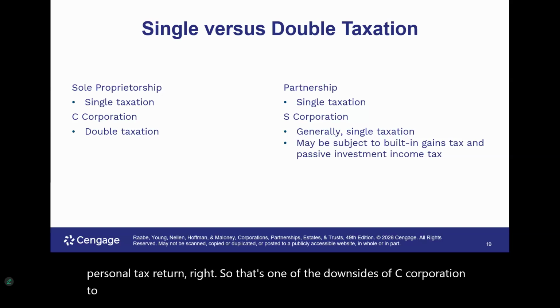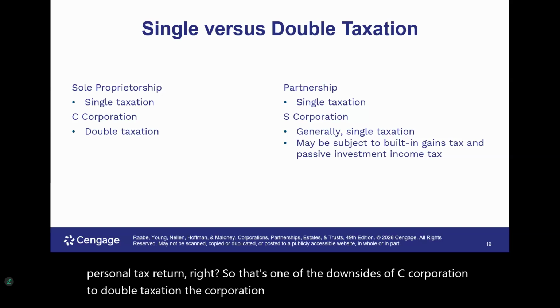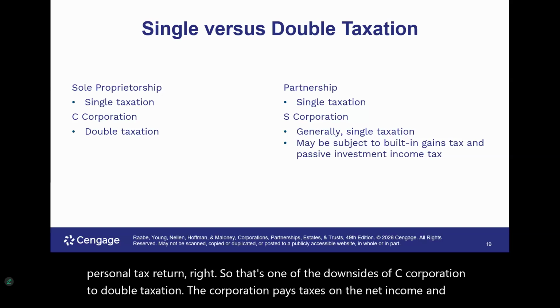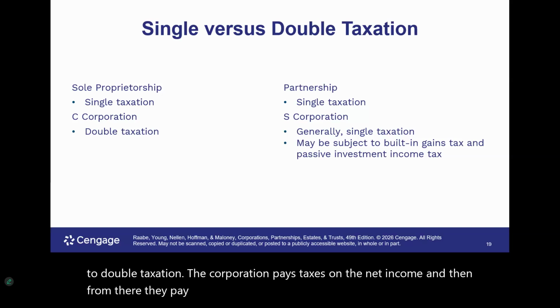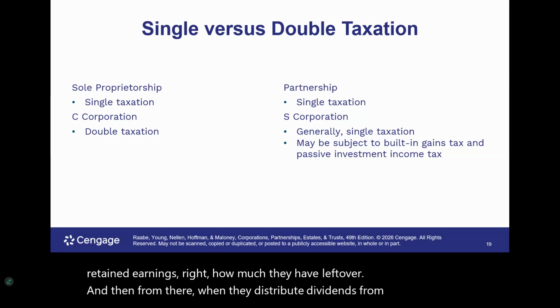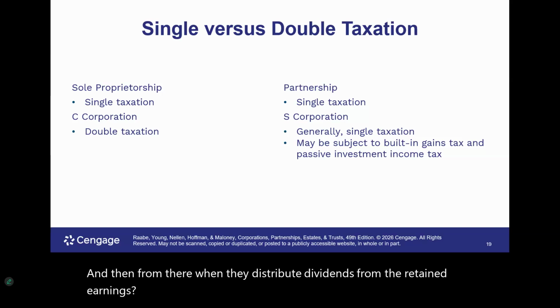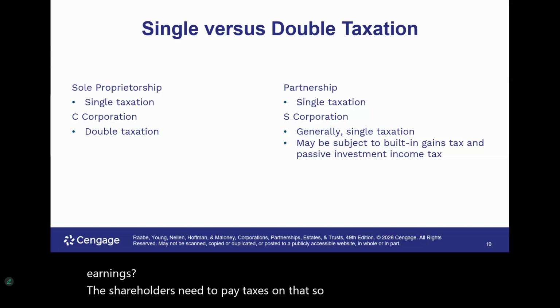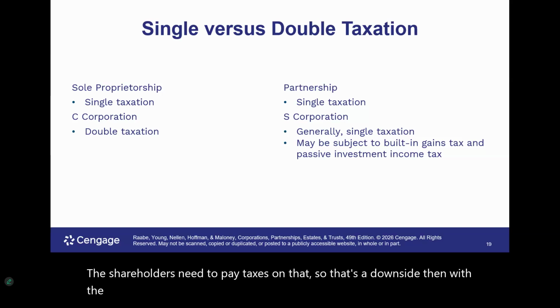The corporation pays taxes on the net income, and then from there, or let me not say net income, retained earnings, right? How much they have left over. And then when they distribute dividends from the retained earnings, the shareholders need to pay taxes on that. So that's a downside. Then with the S corporation, generally there's single taxation, similar to a partnership.